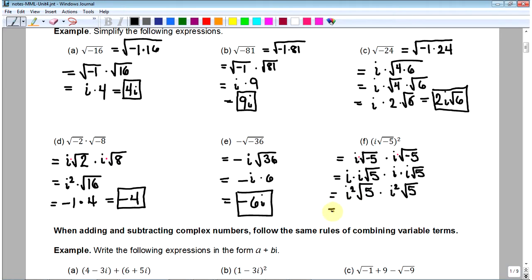i squared is equal to -1, times, well, I know I'm going to have another -1, so I'm going to go ahead and write it, times square root of 5 times square root of 5 is the square root of 25. We can multiply since we're dealing with real numbers now. Well, the two negatives are going to cancel out and leave me with a positive, and the square root of 25 is just 5, and that would be our answer.